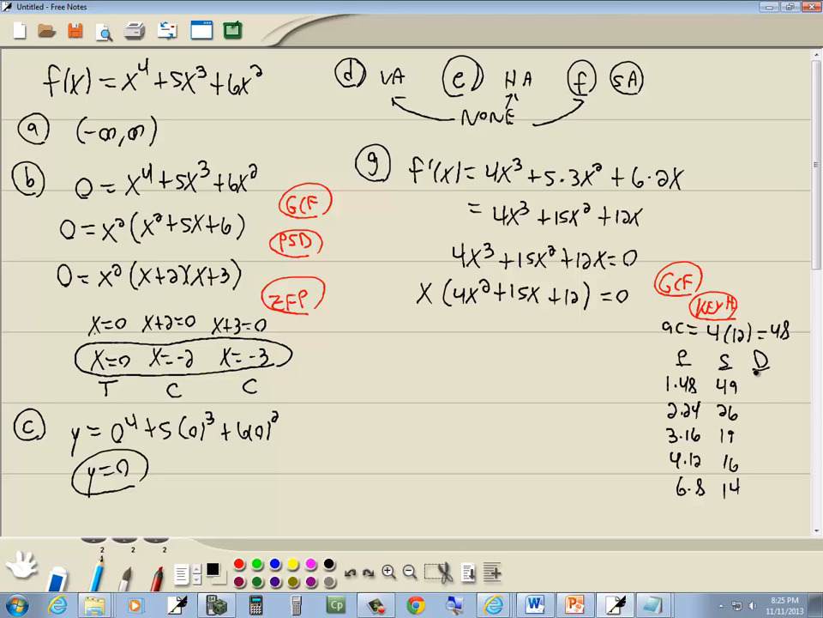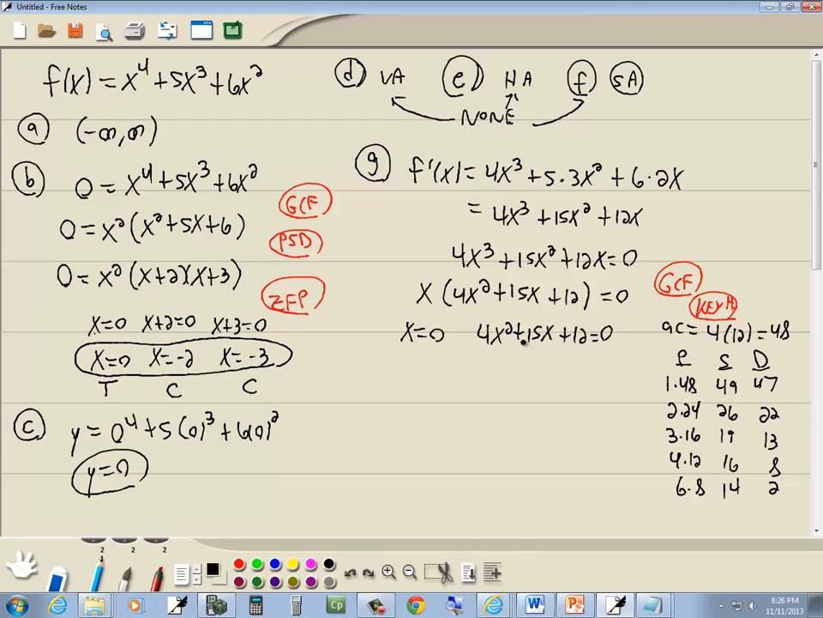Subtract them. 48 minus 1 is 47, 24 minus 2 is 22, 16 minus 3 is 13, 12 minus 4 is 8, and 8 minus 6 is 2. The number we're looking for is the number in our middle term, which is 15, which we don't have anywhere. Well, that's as much as we can factor. So we set each factor equal to 0. So we got x equals 0, and we got 4x squared plus 15x plus 12 equal to 0.